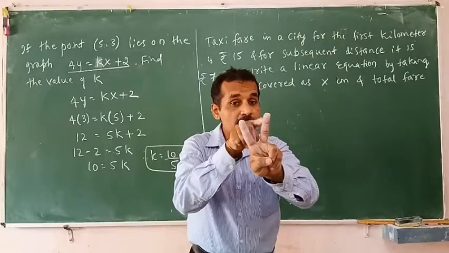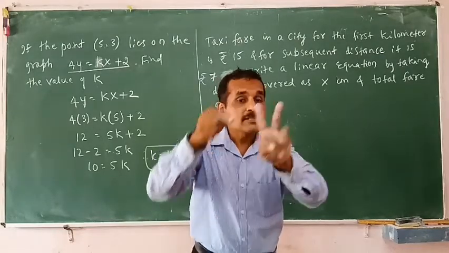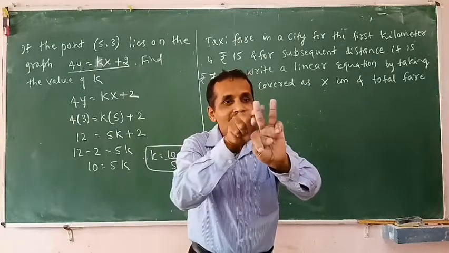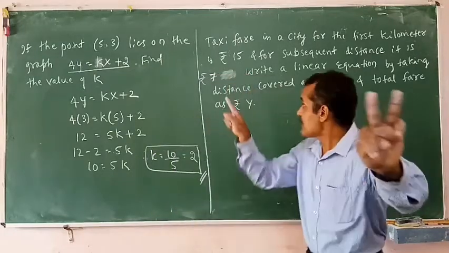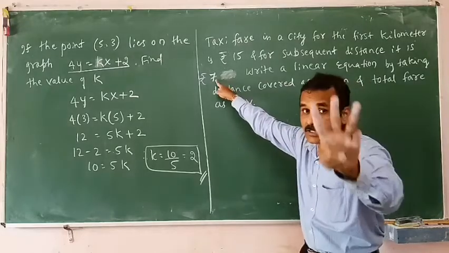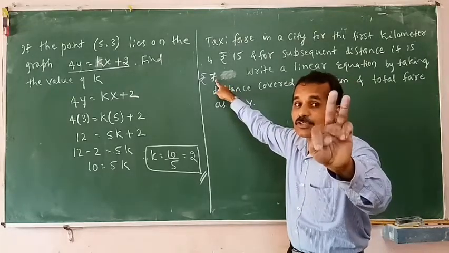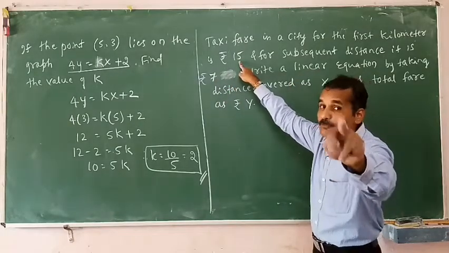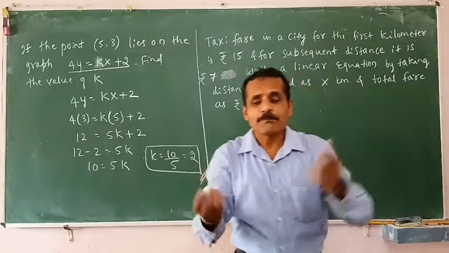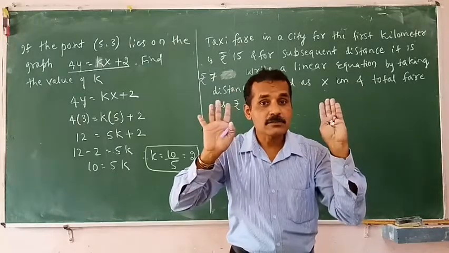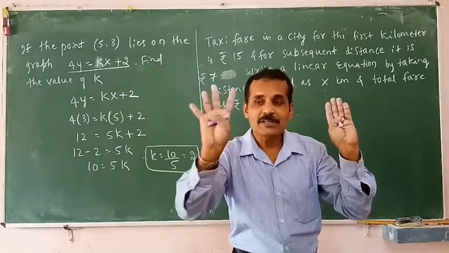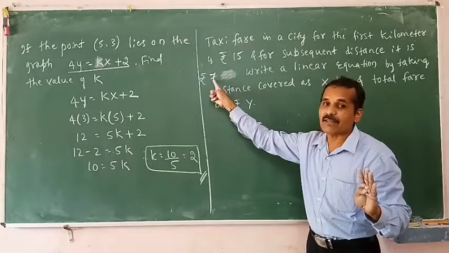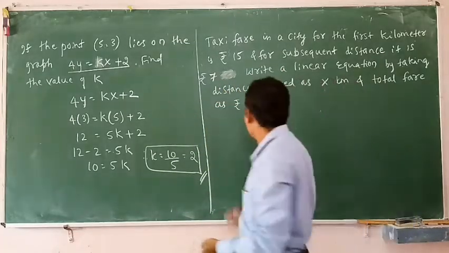See, the first kilometer is always 15. Suppose you have gone for 3 kilometers. First kilometer 15, and you will calculate 2 kilometers at the rate of 7 rupees. Though it is 3 kilometers, one has to be reduced. Why? Because for the first kilometer it is 15 rupees. This point has to be noted. Say he has gone for 10 kilometers: first kilometer 15, remaining 9 kilometers at the rate of 7. Hope that you understood.